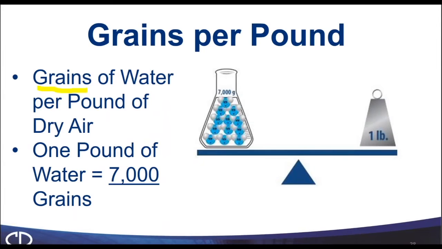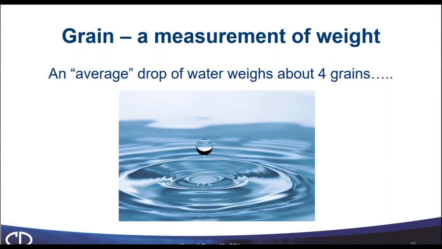Well, there's 7,000 of them in a pound of water. So a grain is 1/7,000th of a pound. 7,000 grains equals 1 pound. To give you some idea of how much water that would represent, an average, if there is such a thing, an average drop of water weighs about 4 grains. So if you had 1 drop of water in the palm of your hand, that would be about 4 grains of weight.